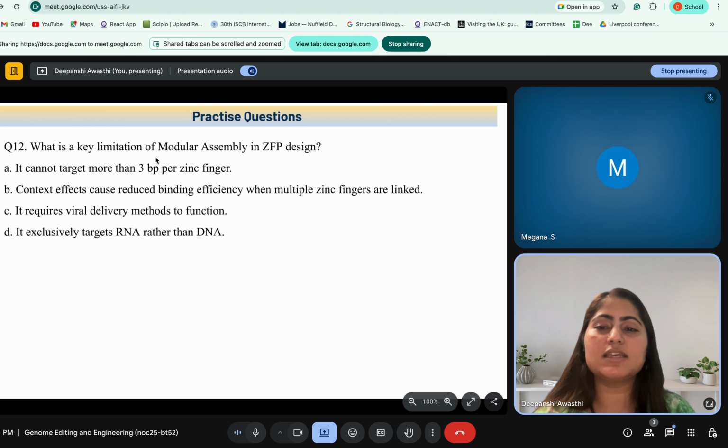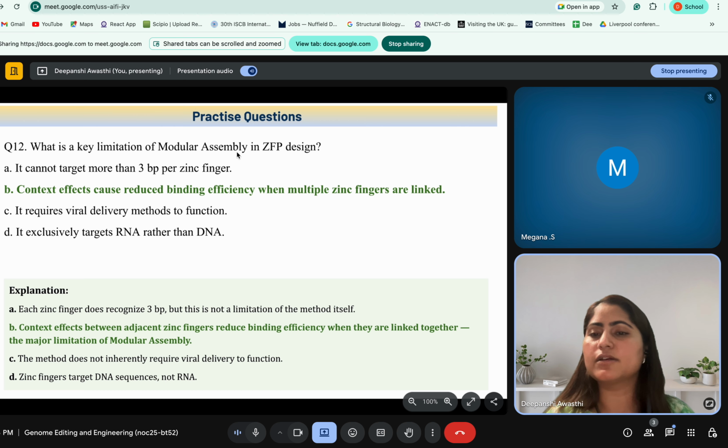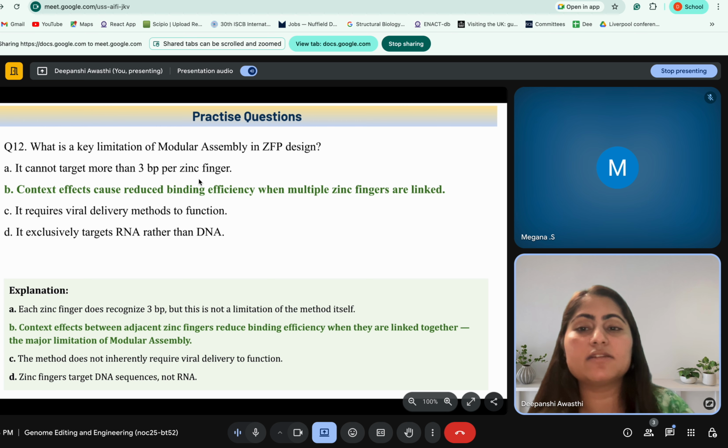So next question is, which is a key limitation of modular assembly in ZFP design? Option A, it cannot target more than 3 base pairs per zinc finger. Option B, context effects cause reduced binding efficiency when multiple zinc fingers are linked. Option C, it requires viral delivery method to function. And option D, it exclusively targets the RNA rather than DNA. Okay, so the right answer is option B. Because in modular assembly, we have joined multiple zinc fingers, so we can target more than 3 base pairs per zinc finger.